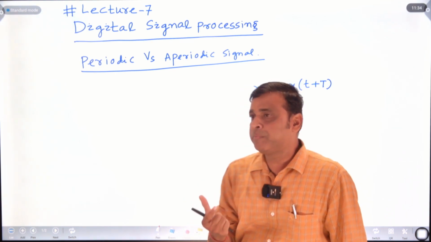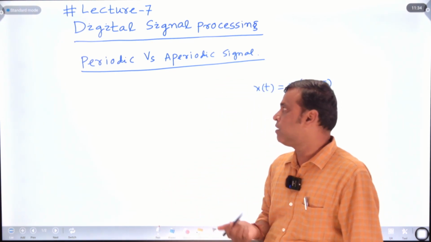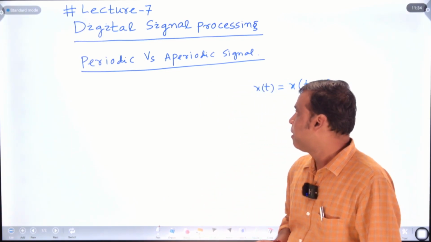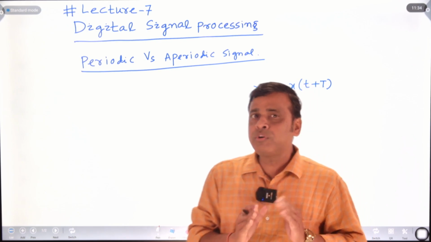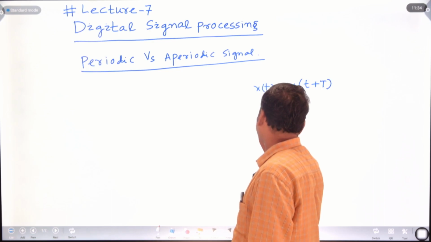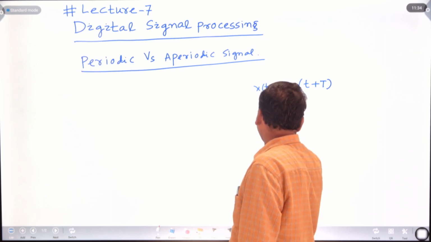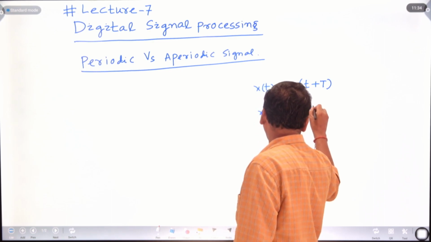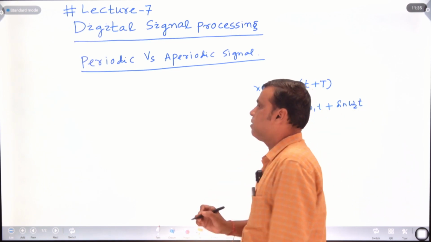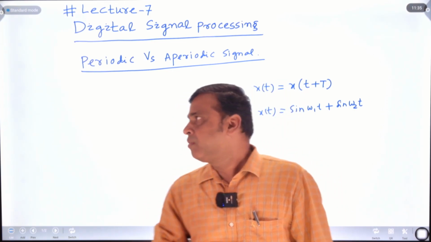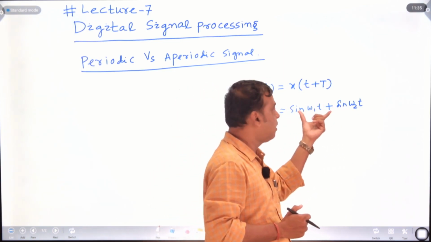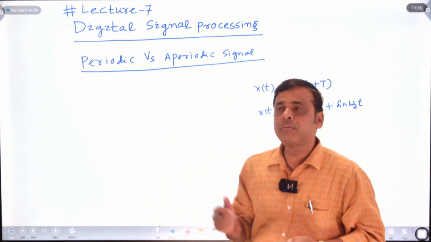So every fundamental period the signal is repeated, so that we can say that the signal is periodic, otherwise the signal is aperiodic. A sum of more than one sinusoidal signal can also be a periodic signal. Suppose x of t equals sin omega 1 t plus sin omega 2 t. A sinusoidal signal is periodic with the period 2 pi. This is the sum of two sinusoidal signals, or you can say a multitone signal.